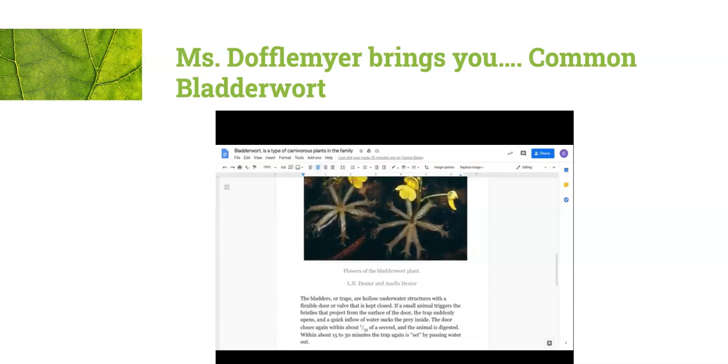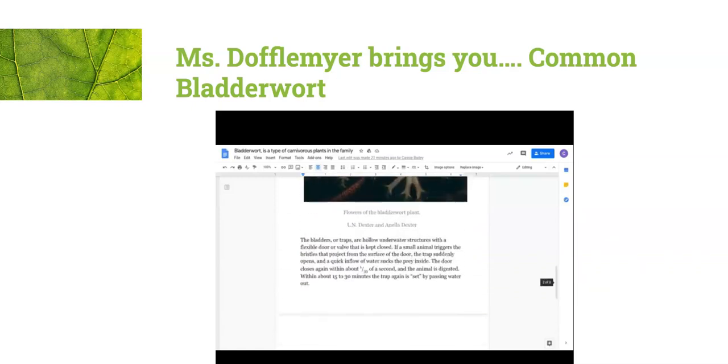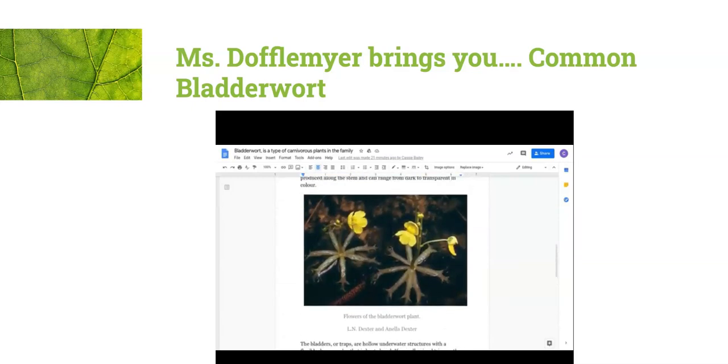The bladders or traps are hollow underwater structures with a flexible door or valve that is kept closed. If a small animal triggers the bristles that project from the surface of the door, the trap suddenly opens and a quick inflow of water sucks the prey inside. The door closes again within about 1/35th of a second. That's very fast. And the animal is digested within about 15 to 30 minutes. The trap again is set by passing water out. Very nice.